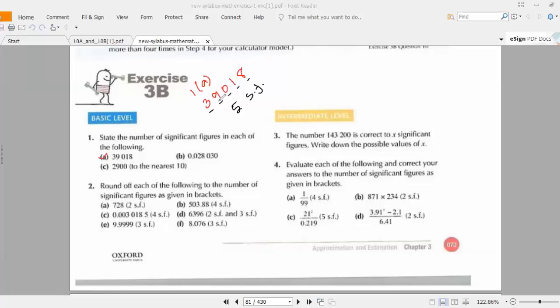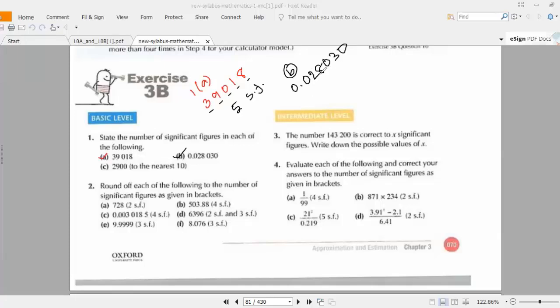Simple. How many significant figures are there? 1, 2, 3, 4, 5. Five significant figures. Simple. What about question number B? Question number B says 0.028030. So here, how many significant figures are there?